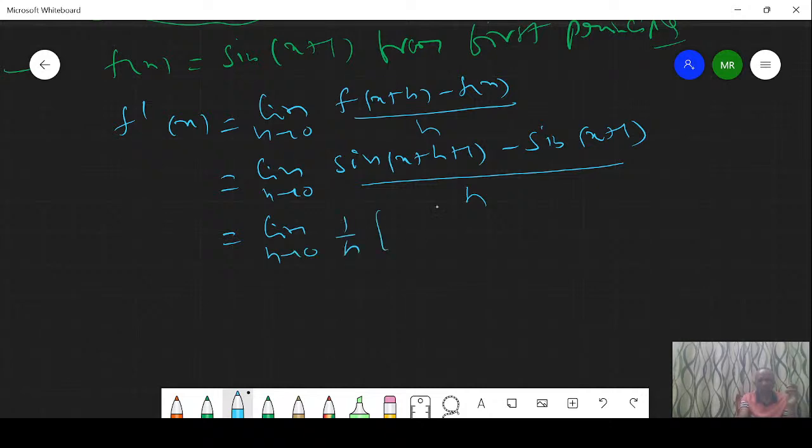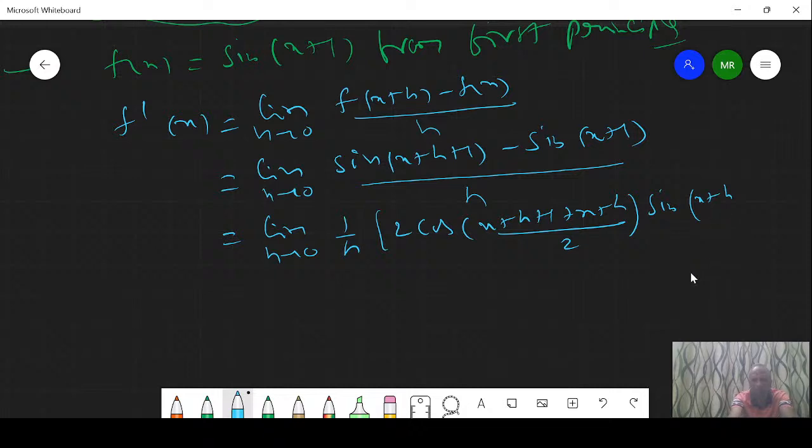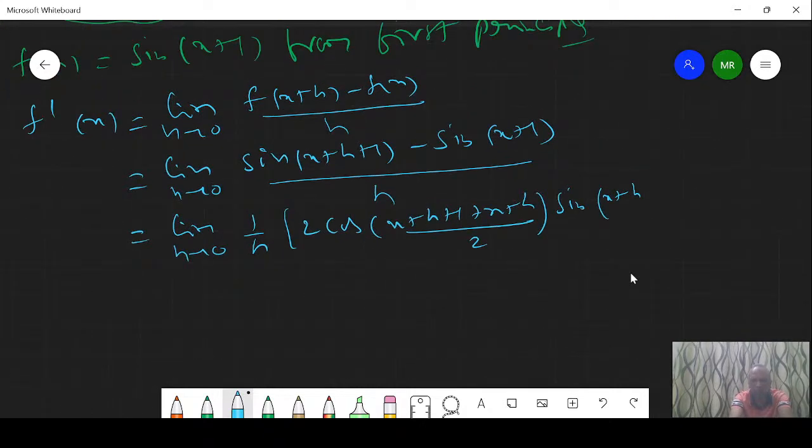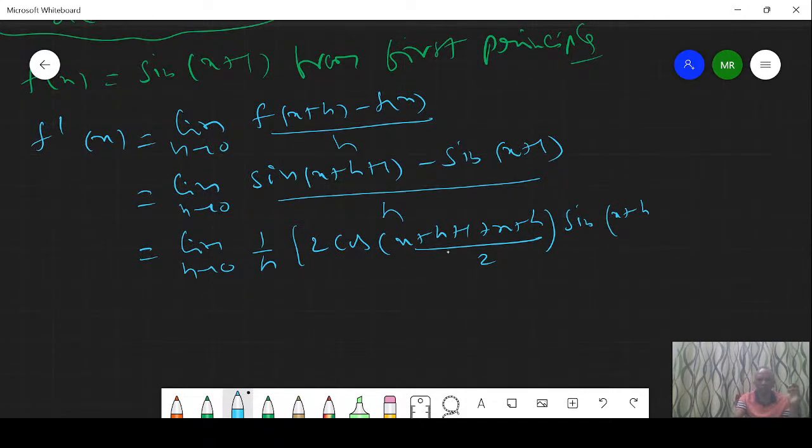I can write sin c minus sin d as 2 cos of (c plus d) by 2, you will get (x plus h plus 1 plus x plus 1) by 2, and sin of (c minus d) by 2. Because they are talking about c minus d by 2, I can write 2 cos (c plus d) by 2 sin (c minus d) by 2. Here c is x plus h plus 1, minus x minus 1, because it is c minus d by 2.